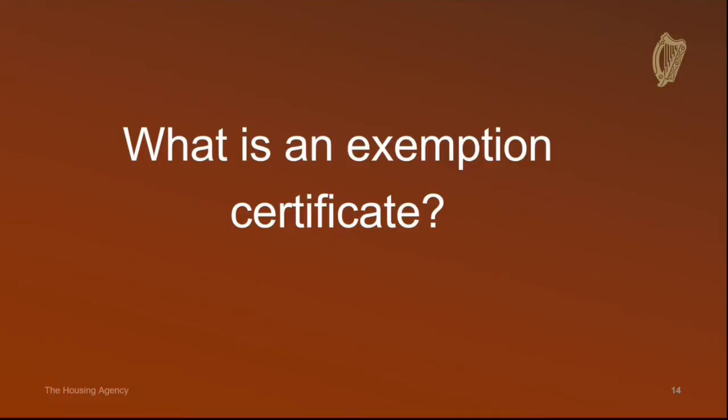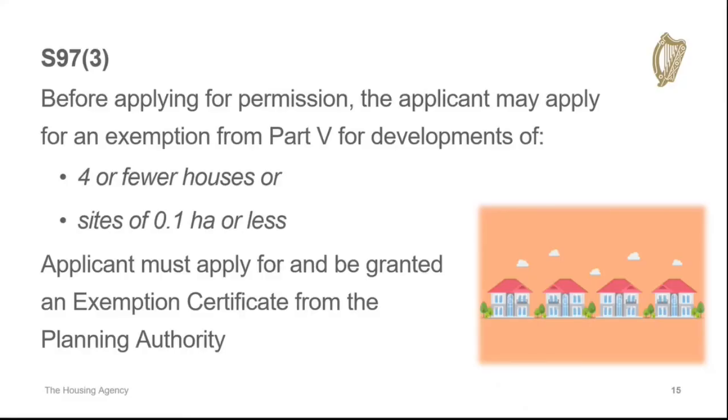What is an exemption certificate? Part 5 applies to all residential developments except those just mentioned on the previous slide. However, in certain circumstances, a prospective applicant for planning may apply for an exemption from Part 5. These are developments consisting of 4 or fewer houses or sites of 0.1 of a hectare or less. It is important to note that the applicant must apply for and be granted an exemption certificate from the planning authority. The purpose of the system of exemption certificates is to avoid project splitting to circumvent Part 5, and therefore this exemption from Part 5 is not automatic.